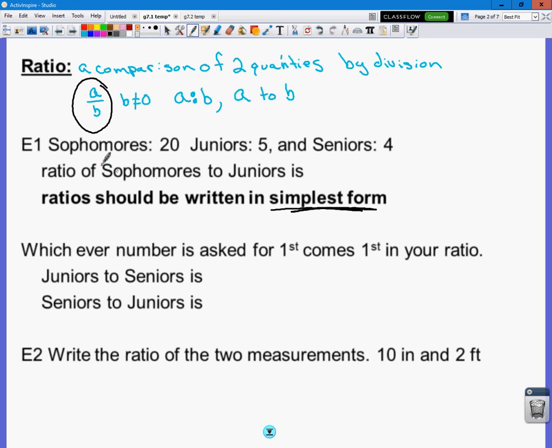form. So in our first example, it says there are 20 sophomores, 5 juniors, and 4 seniors. The ratio of sophomores to juniors is, so sophomores is 20 and juniors is 5. Sophomores to juniors, the first number's in the numerator, second number's in the denominator. I should simplify this since 5 goes into 20 four times. This would be 4 sophomores compared to 1 junior.